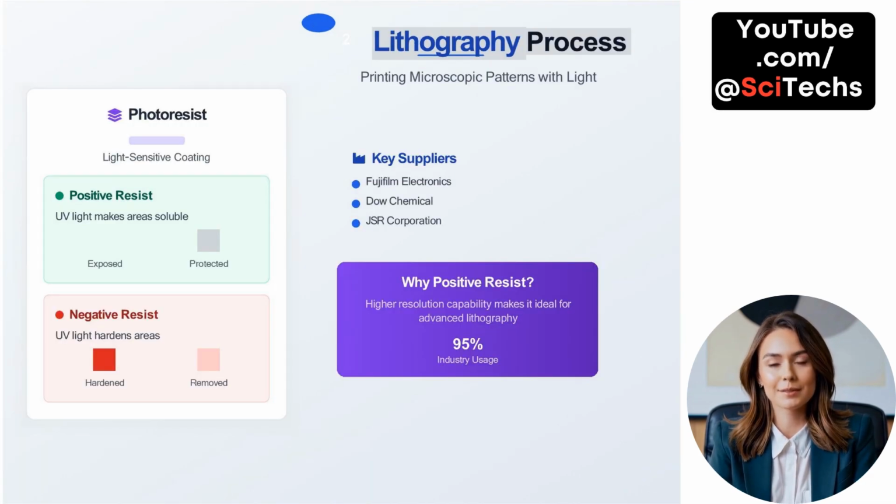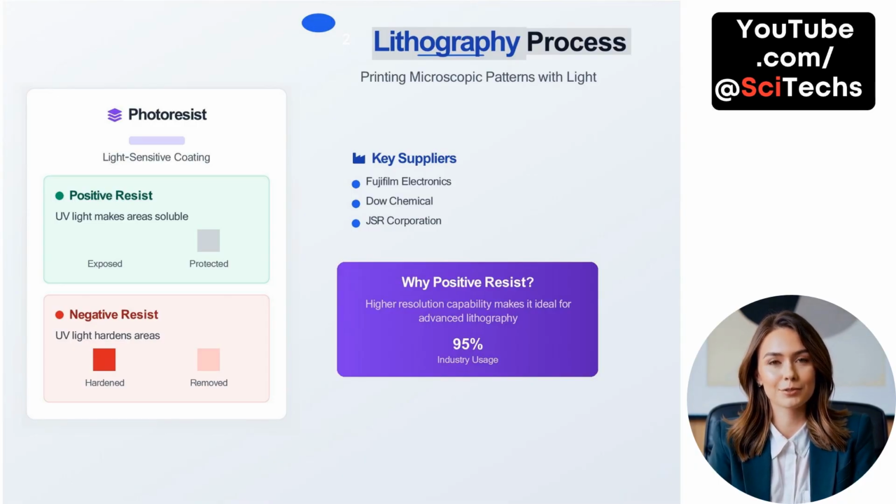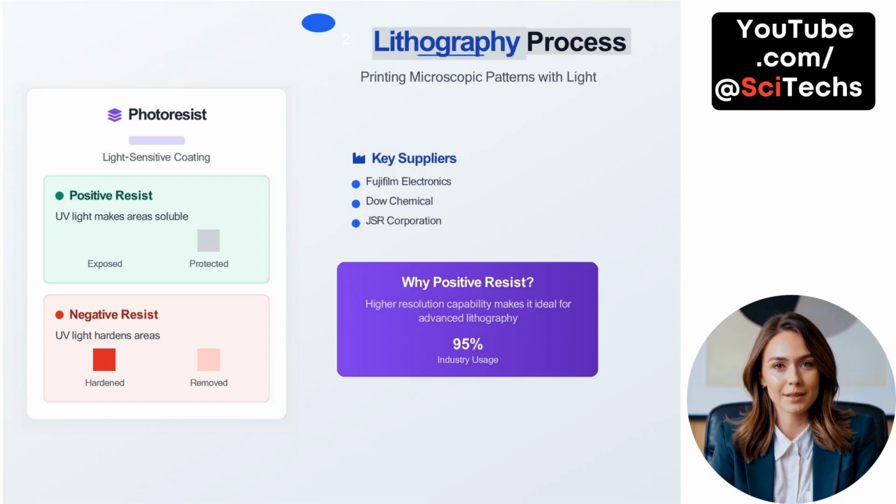Lithography process. Lithography is a critical process in semiconductor manufacturing that enables the creation of microscopic patterns on a wafer using light. At the heart of this process is the use of a material called photoresist, a light-sensitive coating applied to the wafer's surface. There are two main types of photoresists: positive and negative.